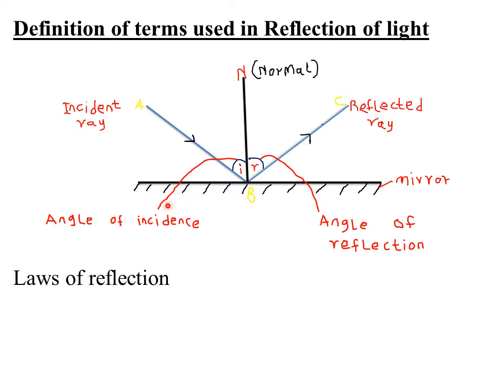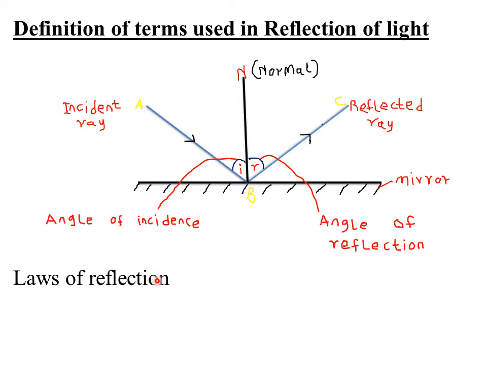Students sometimes get confused. You find a student writing that the angle of incident is equal to the angle of reflection. That is not true. If we are talking of an angle, it must be incidence and not incident. So the first law of reflection states that the angle of incidence is equal to the angle of reflection.